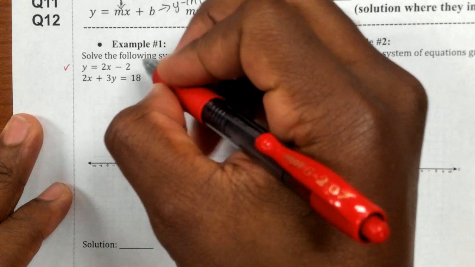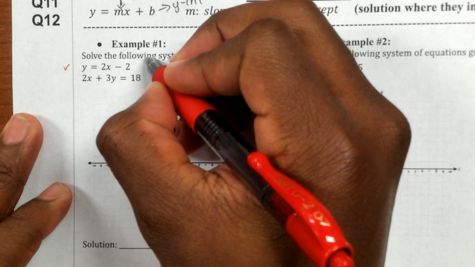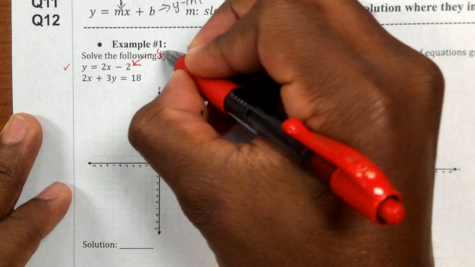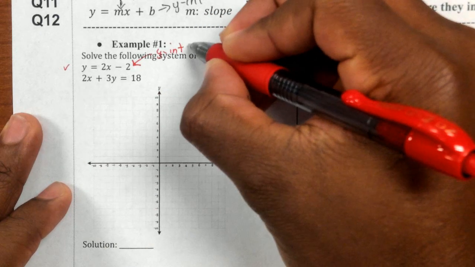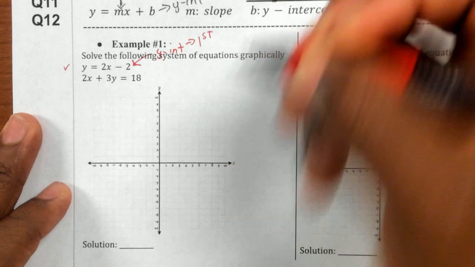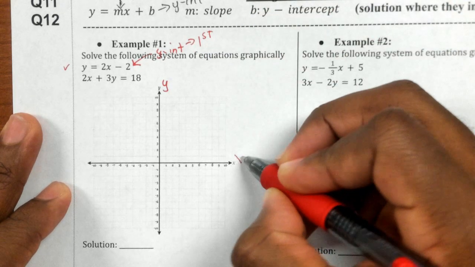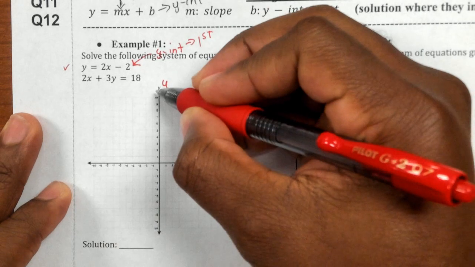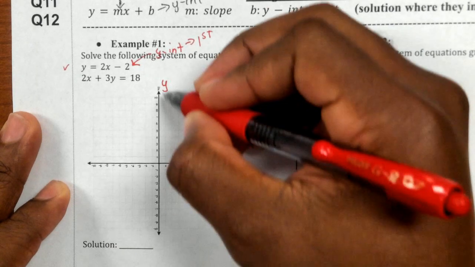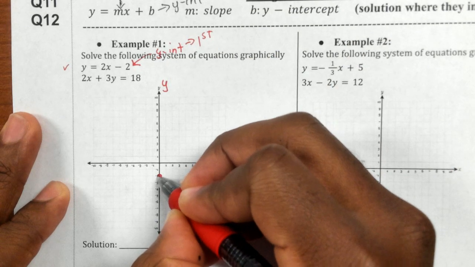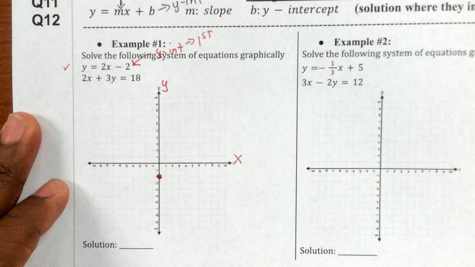Okay, so when you're plotting, guys, you always graph your y-intercept first. So again, you always graph the y-intercept when? First. So that means you're going to go to your y-axis. This is your y-axis. This is your x-axis. And then we're going to go to -2 on the y. So -2 on the y would be right here.